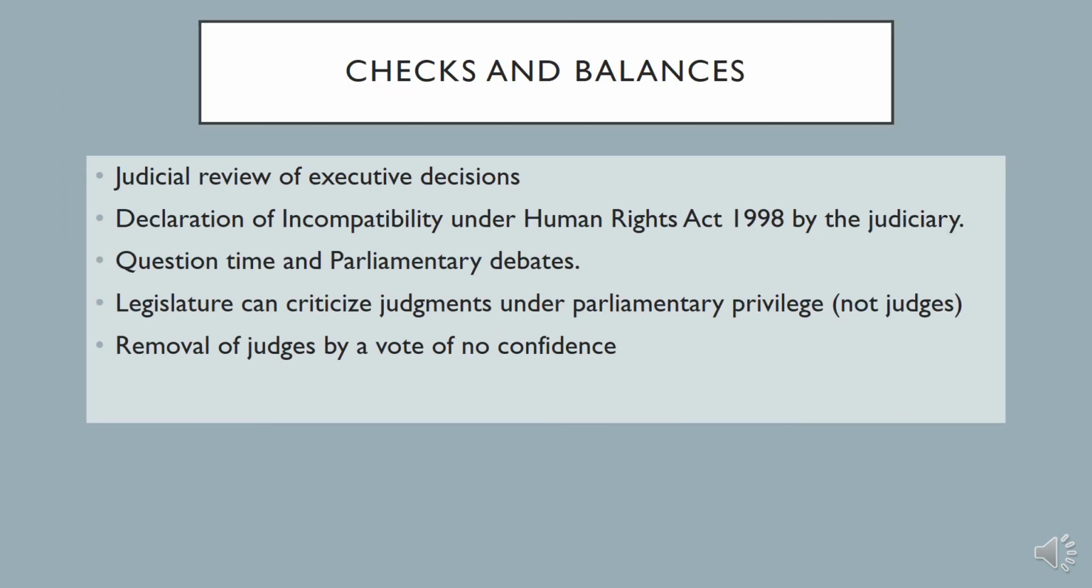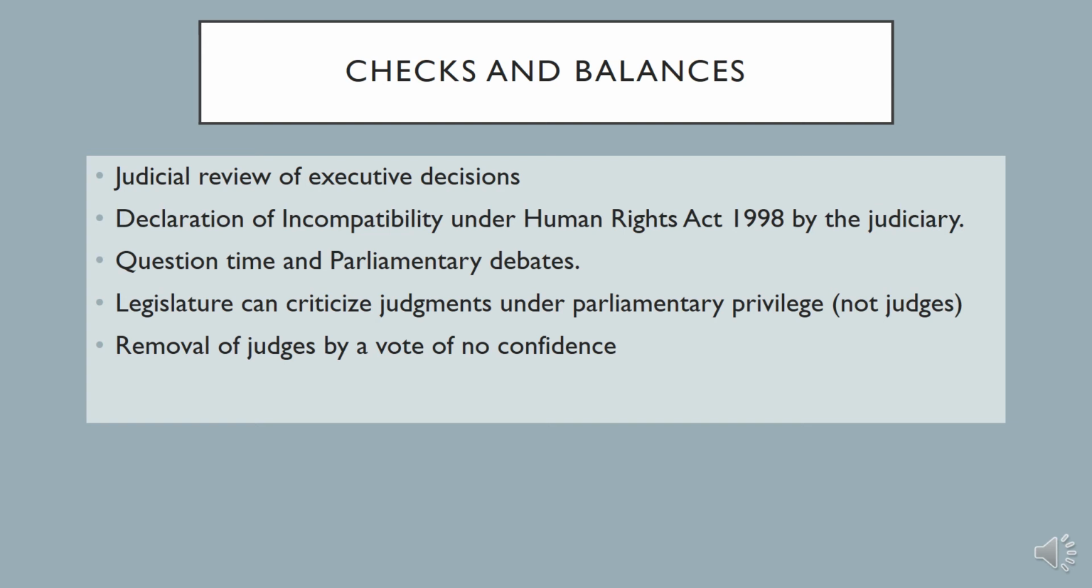Let us now see some checks and balances exercised within the three branches of government. Judicial review of executive decisions. The judiciary is given the power to review all the executive decisions. So this is the judiciary exercising checks and balances over the executive.